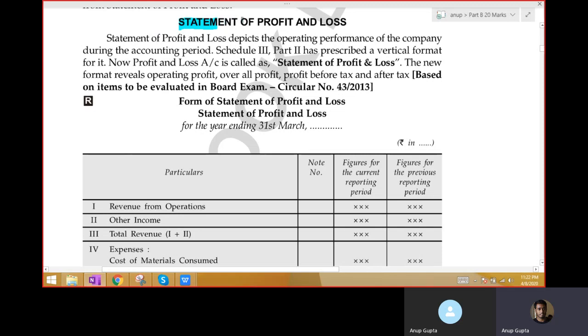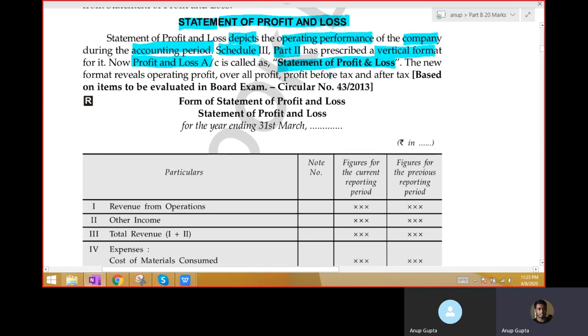Statement of profit and loss. A statement of profit and loss depicts or shows the operating performance of the company, whether the company is earning profit or a loss. So the operating performance of the company during an accounting period. Accounting period means 1st April to 31st March. This statement of profit and loss is prepared as per the provisions of Schedule 3, Part 2. It has a vertical format. Statement of profit and loss was previously known as profit and loss account. Now it is known as statement of profit and loss.